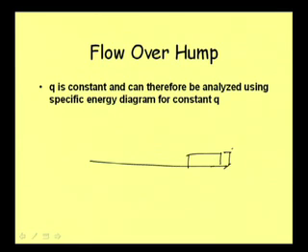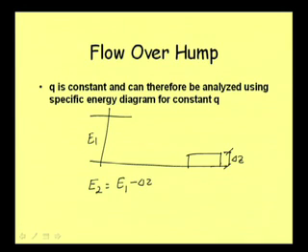Suppose the bed is raised by delta z amount, and a subcritical flow is coming. What will happen? Say this is E1 energy, and at this point we can write that E2 is equal to E1 minus delta z. Otherwise, there is no energy loss, and that is why we can use our specific energy diagram.